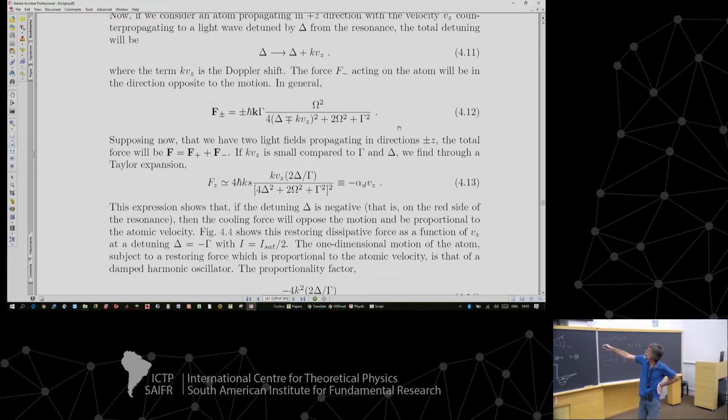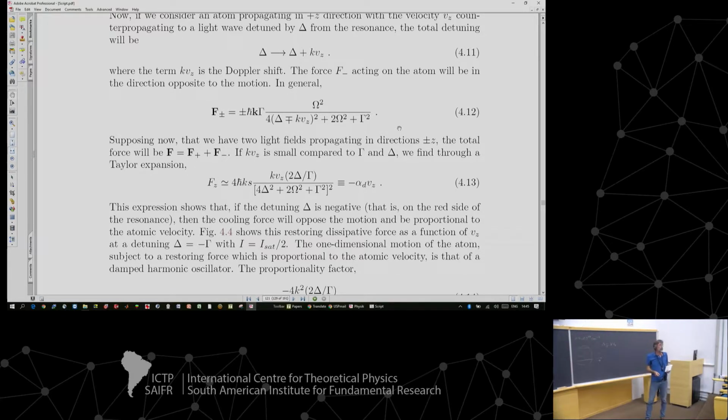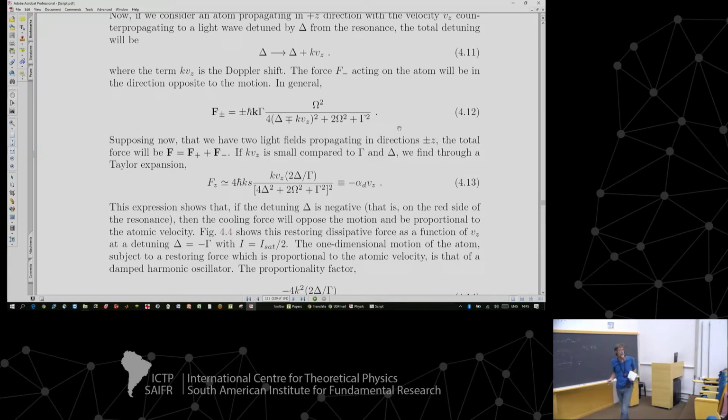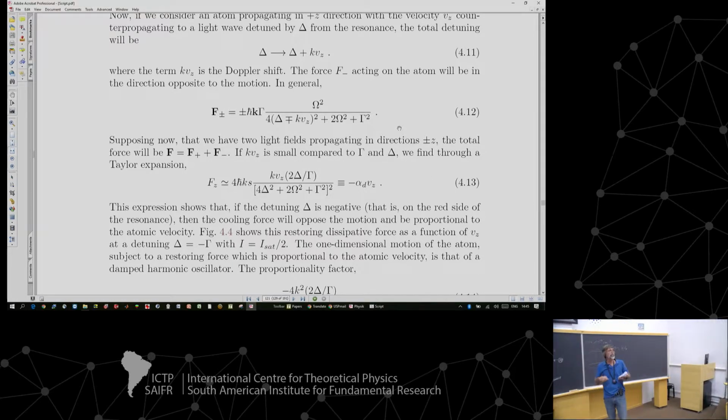Of course, your velocity disappears from the denominator here, but there appears a linear contribution of this force in Vz. And now, if you take this Vz out of the rest of the formula, you can call this alpha d, and you have now a force which is proportional to the velocity, and this is a friction force. So your radiation pressure force does nothing else than exert a friction on the atom. If the atom is not moving, there will be no force. Only if the atom is moving will it experience a force.